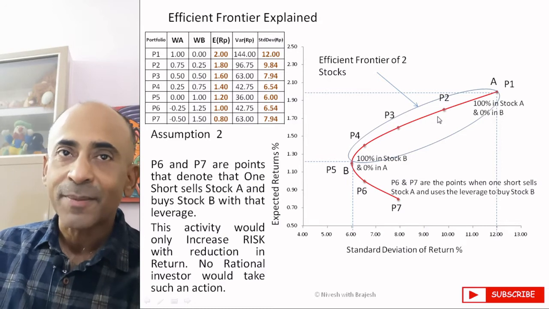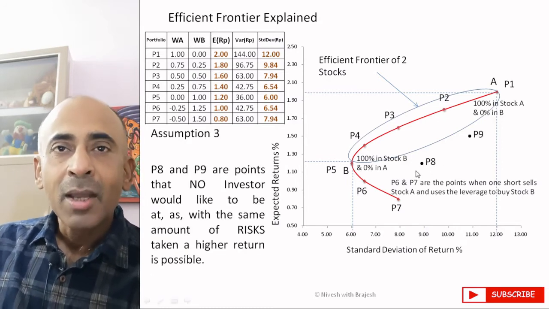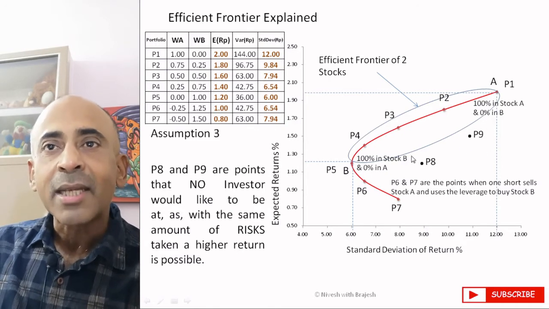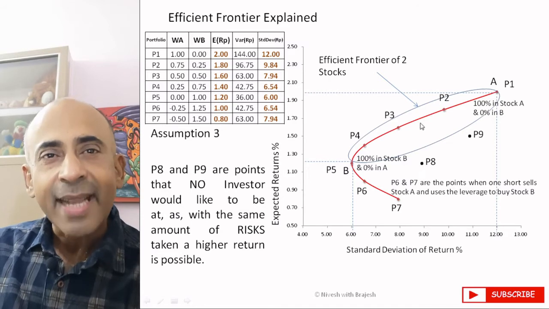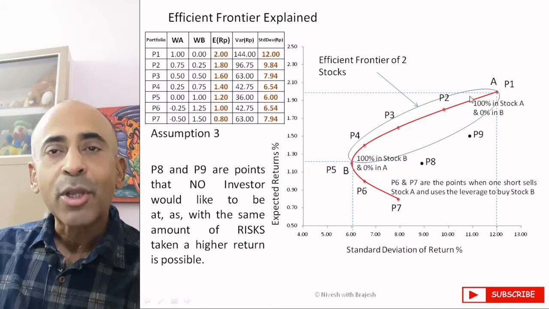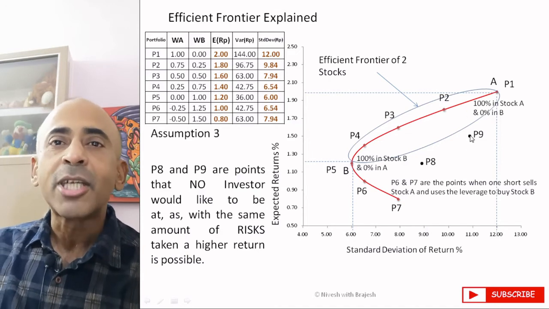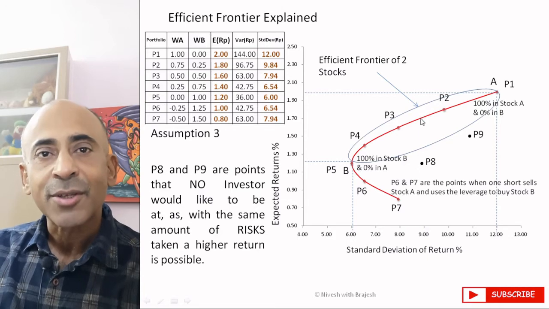Now a third assumption. Consider points P8 and P9. Portfolios P8 and P9 are not the portfolios worth holding. In fact, any place inside the curve is not the place to be for any rational investor, because a better expected return is possible on the efficient frontier for the same level of given risk.